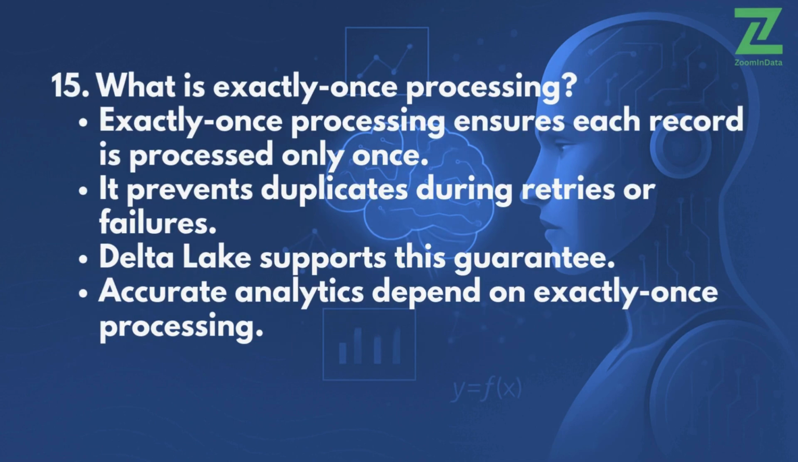What is exactly once processing? Exactly once processing ensures each record is processed only once. It prevents duplicates during retries or failures. Delta Lake supports this guarantee. Accurate analytics depend on exactly once processing.